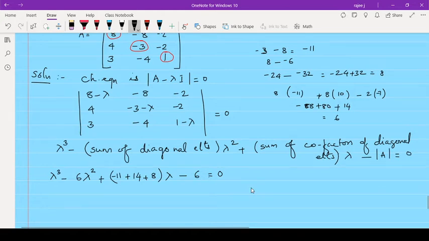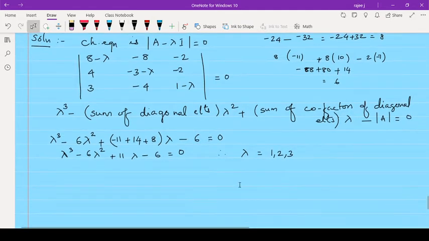The characteristic equation is lambda cube minus 6 lambda square plus 14 plus 8, 22, 22 minus 11. That means plus 11 lambda minus 6 is equal to 0. Therefore, on solving this one, you will get lambda equal to 1, 2, 3.